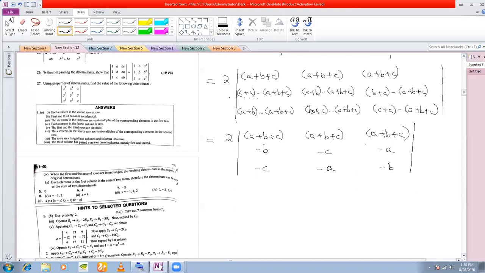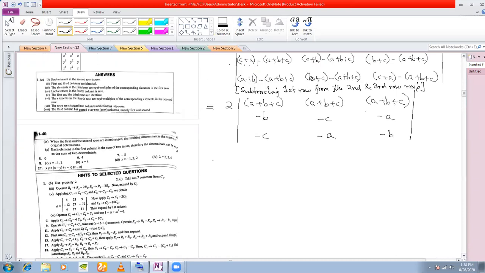Okay. So here you will write your reason also: subtracting first row from the second and third row respectively. Okay, write your reason. This is done. Now what we'll do here is we'll take minus common from the second row and minus common from the third row. So twice minus 1 into minus 1.